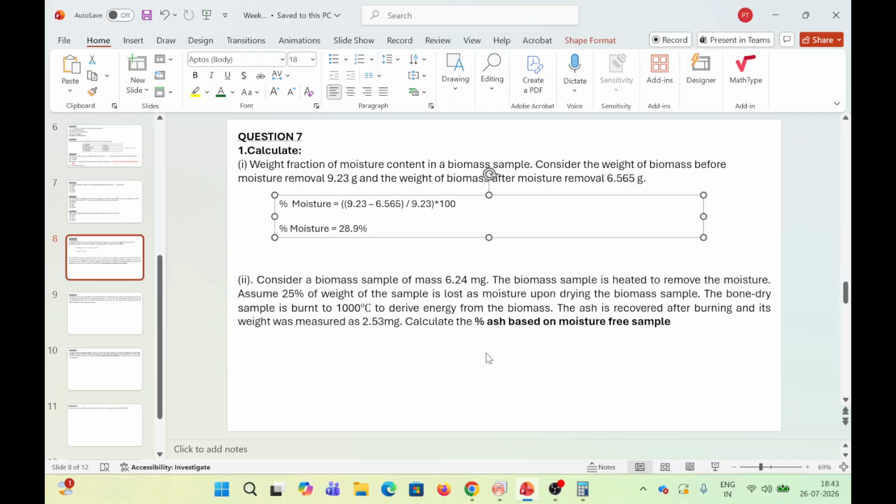Part 2 is consider a biomass sample of mass 6.24 mg. That biomass sample is being heated to remove the moisture. 25% of its weight is lost as moisture upon drying the biomass sample. The bone dry sample is burnt at 1000 degrees Celsius to derive energy. The ash is recovered after burning and the weight was measured to be 2.53 grams. That is the residue, whatever is left out. Calculate the percentage of ash based on the moisture free sample or bone dry sample.